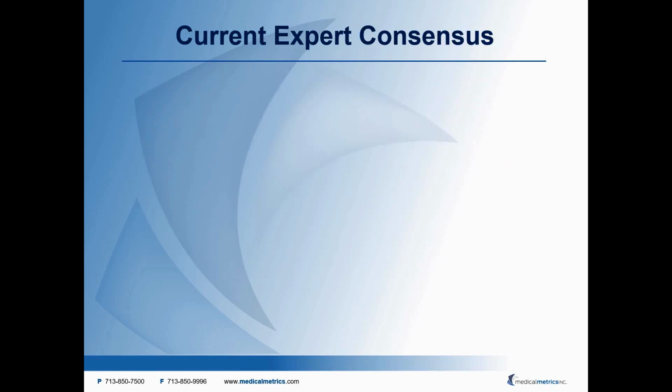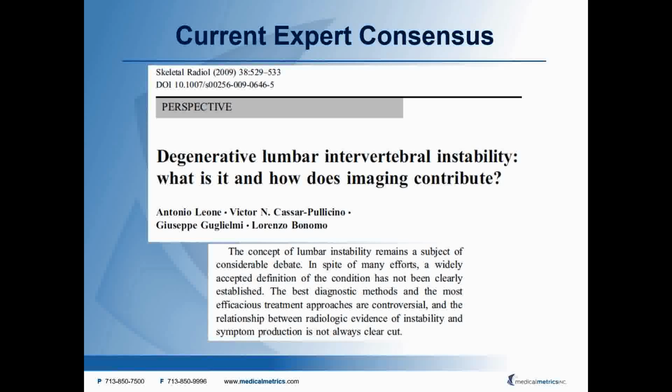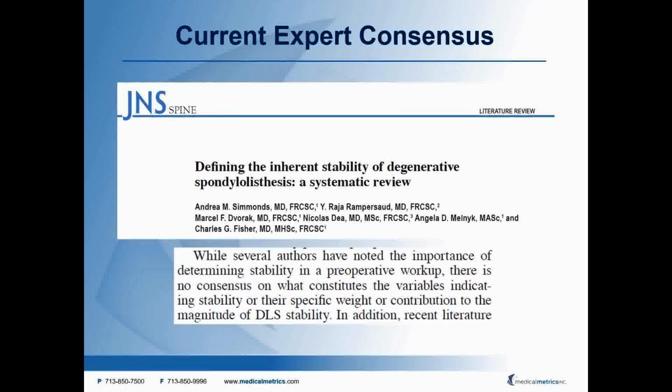There have been multiple review papers published addressing the challenge of diagnosing spinal instability. The review by Nazard et al. concluded that, despite many efforts, there is no clear and widely accepted definition of lumbar instability for lack of radiologic criteria. The review by Leone et al. concluded that the concept of instability is subject to considerable debate, that there is no accepted definition, and the diagnostic approaches are controversial. The review by Simmons et al. concluded that the clinical importance of spinal instability is recognized, but there is a lack of agreement on how to diagnose instability.